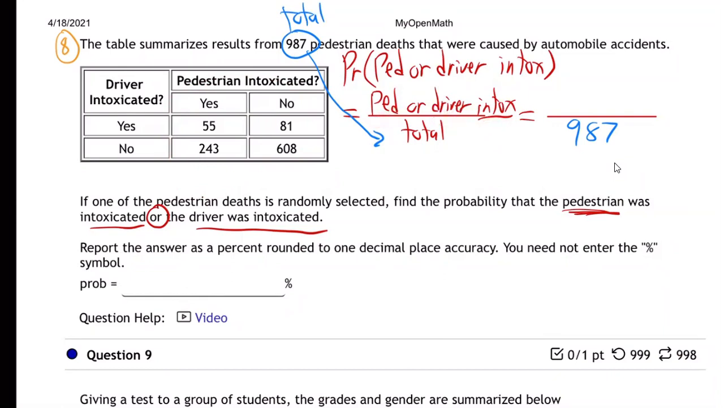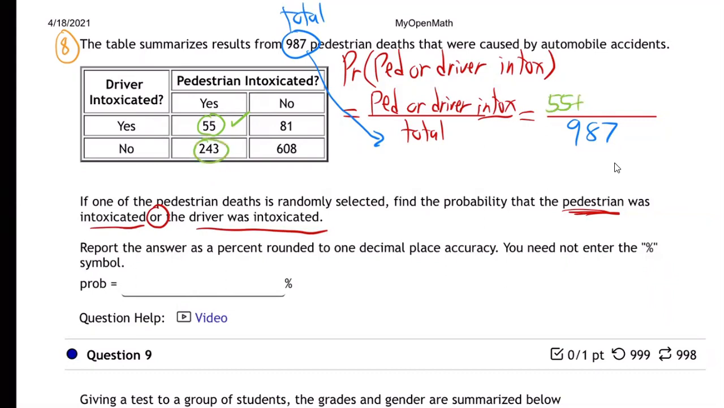Well, let's go group by group and just take it slowly. So how about these 55? In those 55 cases, was either the pedestrian or the driver intoxicated? Well, yeah, for sure, because look, the driver was intoxicated and so was the pedestrian. It's a yes on both. So was one or the other intoxicated? Yeah, for sure, both were. Okay, so we'll put that in there, 55. That's part of our group, plus.